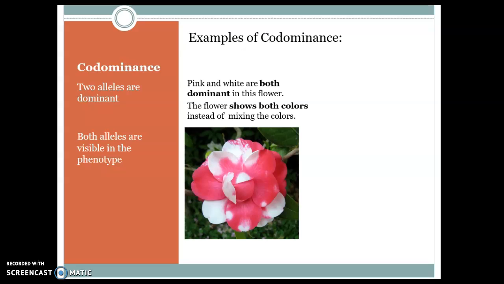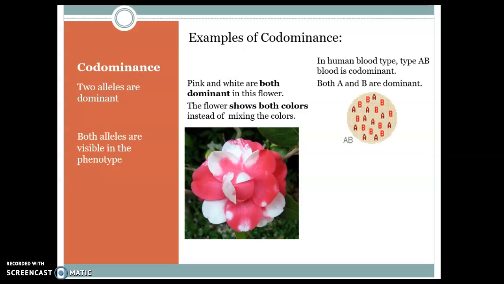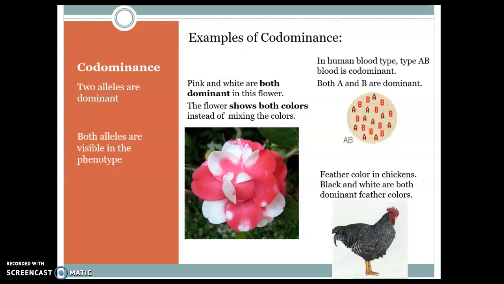So in the case of this flower, this is not a snapdragon, this is a different flower, the pink is one dominant color and the white is another. So this plant is heterozygous codominant, and it's showing both of those colors, the pink and the white in the flower, instead of mixing. Human blood type is another example of codominance when we talk about blood type AB. So AB blood type means an individual has protein A, but they also have protein B. A and B are both dominant, so they are codominant.